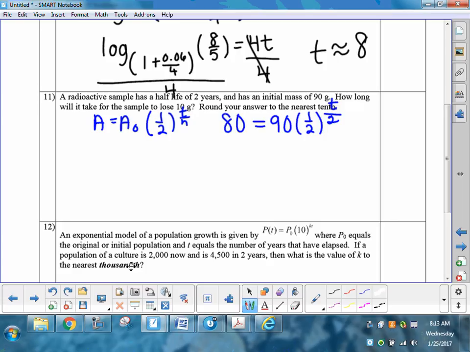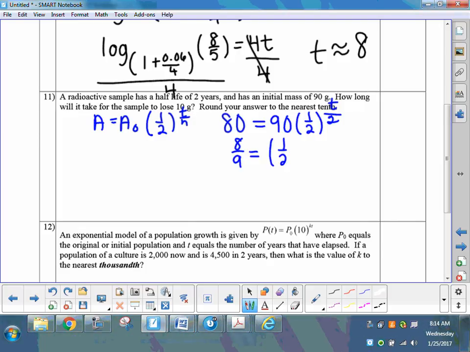Trevor? So we get, I don't want to ruin it, 80 divided by 90 is 8/9, is equal to 1/2 to the t over 2 power here. What do we do now once we're at this point, Chloe? Perfect. So t over 2 is going to be equal to log with a base of 1/2 of 8/9. What do we do now to get an answer for t?